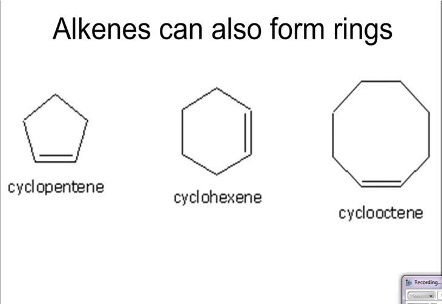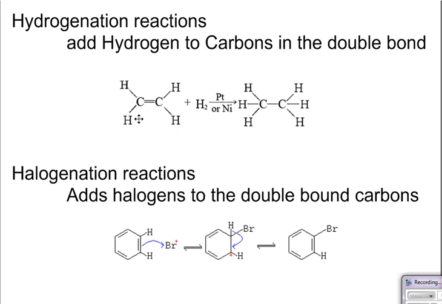Alkenes can also form rings, which are typically more stable than alkane rings, at least in the low number of carbons. So for example, cyclopentene, cyclohexene, they all start again with cyclo, but now they'll end in ene because alkenes end in ene, E-N-E. That double bond allows for some interesting reactions to occur.